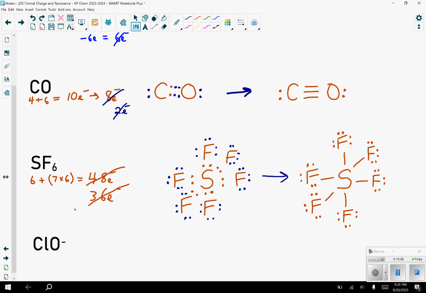Again, all that remains is for every single shared pair around the sulfur, I've drawn a bond line. And again, this is a case of an expanded octet. This would be an octahedral geometry.